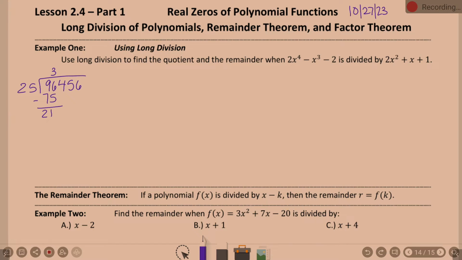Exactly, no problem. 21, now what? Bring down the 4. Now it's 25 into 214. 8 quarters and $2, right? 8 goes above the next digit. 8 times 25? 8 times 5 is 40. Carry the 4. 8 times 2 is 16. Plus my carried 4 is 20. So 200. Then we subtract 214 minus 200. 14. And then?